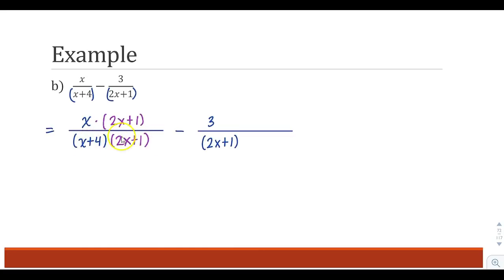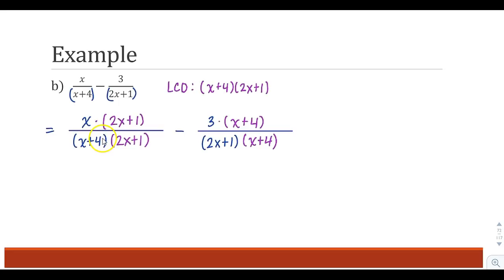So this one has an x plus 4, and now it has a 2x plus 1. But over here, this right-hand side only has a 2x plus 1 on the bottom. If they're going to be the same denominator, the right side's going to need a copy of x plus 4. So I look over here and see, well, what's missing? What don't I have? And if I put it on the bottom, I have to match it with a copy of x plus 4 on the top. So in other words, the least common denominator here, the LCD, was simply multiplying the two denominators, x plus 4 times 2x plus 1.